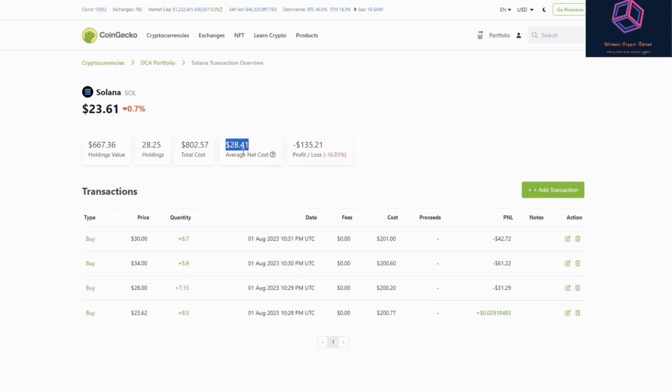And if it drops another 25% from the second buy entry that I have, then I would buy more and reduce the average cost price of the coin. This is the best way of doing dollar cost averaging. There you go, guys. This is how I would do dollar cost averaging into any crypto coins.